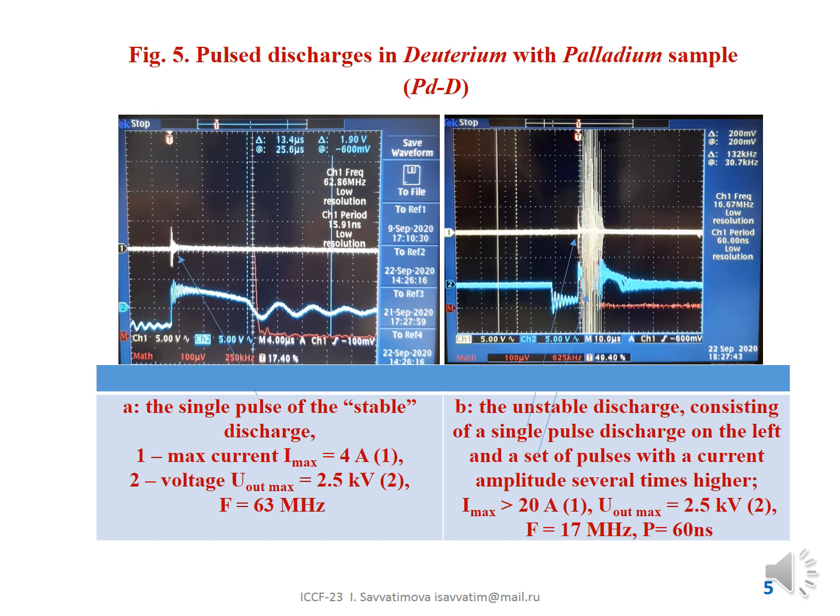Slide 5 demonstrates pulsed discharge in deuterium with palladium. On the right, we can see an unstable discharge. On the left, we can see a single pulse of the stable discharge. It is possible to see the current on the left, maximal current in the pulse 4 amperes, and on the right we can see a set of pulses with a current amplitude several times higher, current maximum more than 20 amperes.